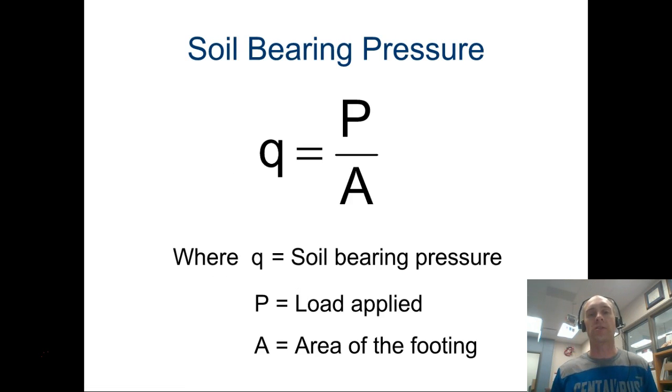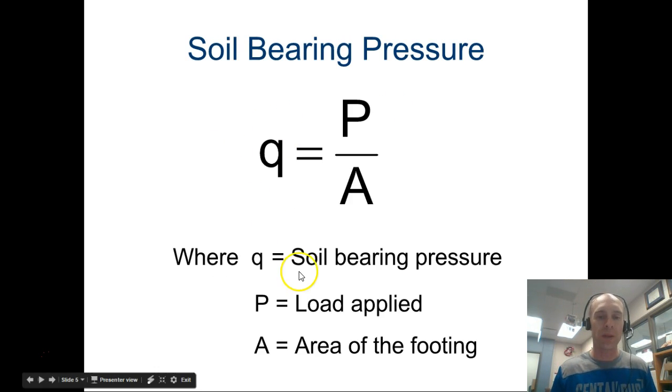All right, so add this equation, the soil bearing pressure equation. Q is soil bearing pressure. It is load applied divided by area of footing. Q equals P over A. So screenshot that or type that out.